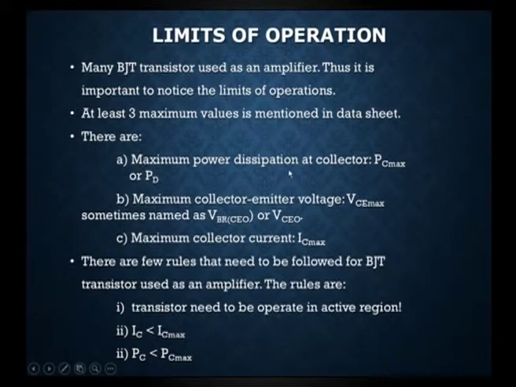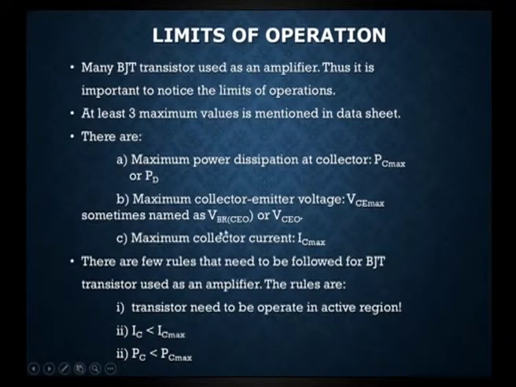Maximum power dissipation. This has to be mentioned in the data sheet, as the limit for a transistor to operate. The maximum power dissipation at the collector is represented as PC max or PD. Also the maximum collector to emitter voltage, VCE max, which is also named VCEO, and sometimes called BVCEO. Another maximum value we need to know is the maximum collector current, IC max. These are the 3 maximum values that we need to know for the limits of operation of a transistor.